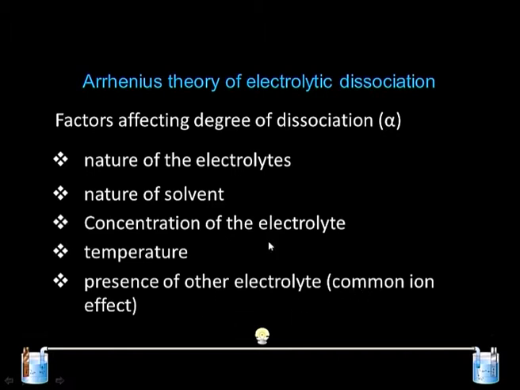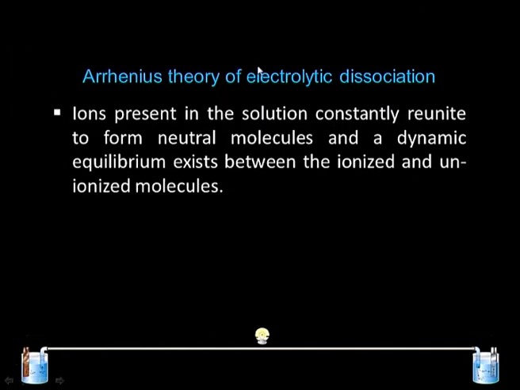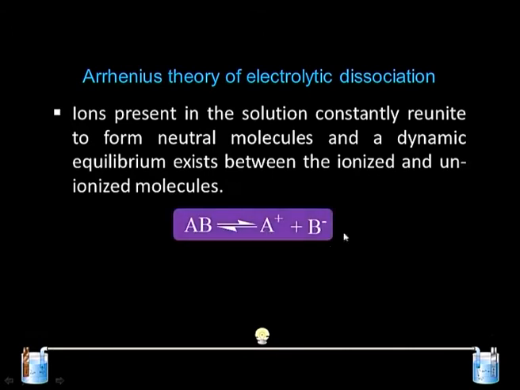So, if an ion is present which is common with the dissociating acid, like if I add HCl to acetic acid, the dissociation of acetic acid is further suppressed by the common ion, that is H plus ion. The ions in solution constantly reunite. This is a very important point to remember, that an equilibrium exists between the undissociated electrolyte and the ions which are in dissociated form.